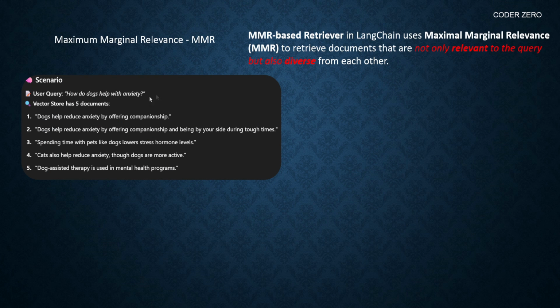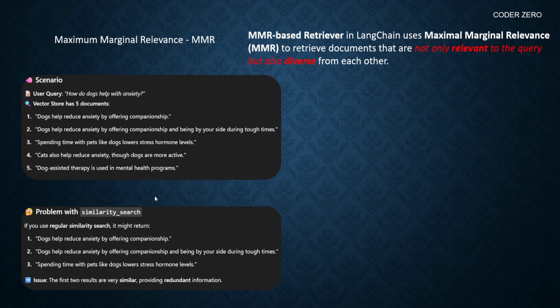So if we use this without MMR, we might get something like this. So dogs help reduce anxiety by offering companionship. Dogs help reduce anxiety by offering companionship and being by your side during tough times. So you can see these two are the same. You can see word by word these two are the same. So we are getting relevant documents, but these are not unique. So to get relevant and unique documents, we use MMR technique.